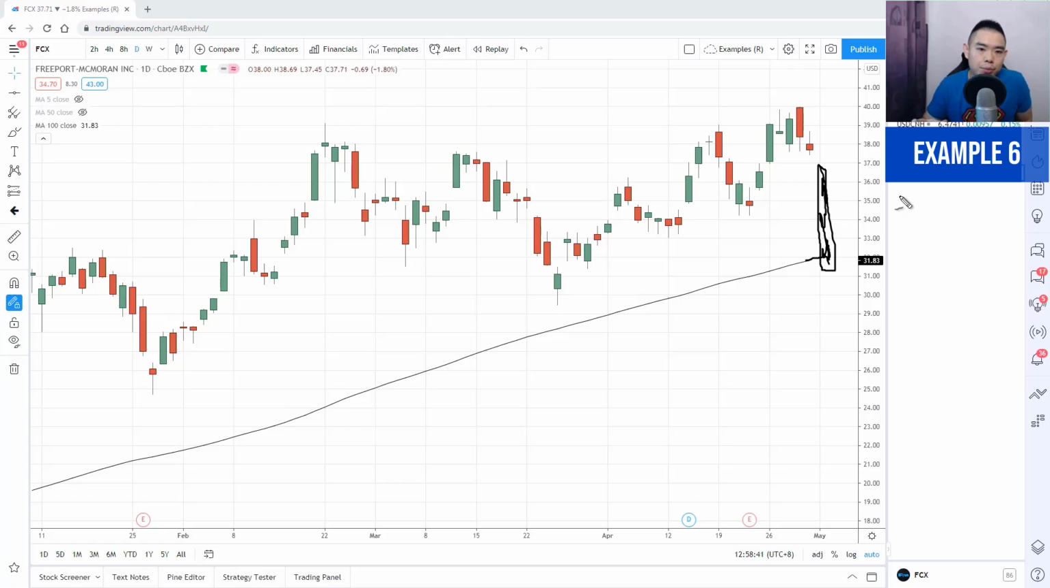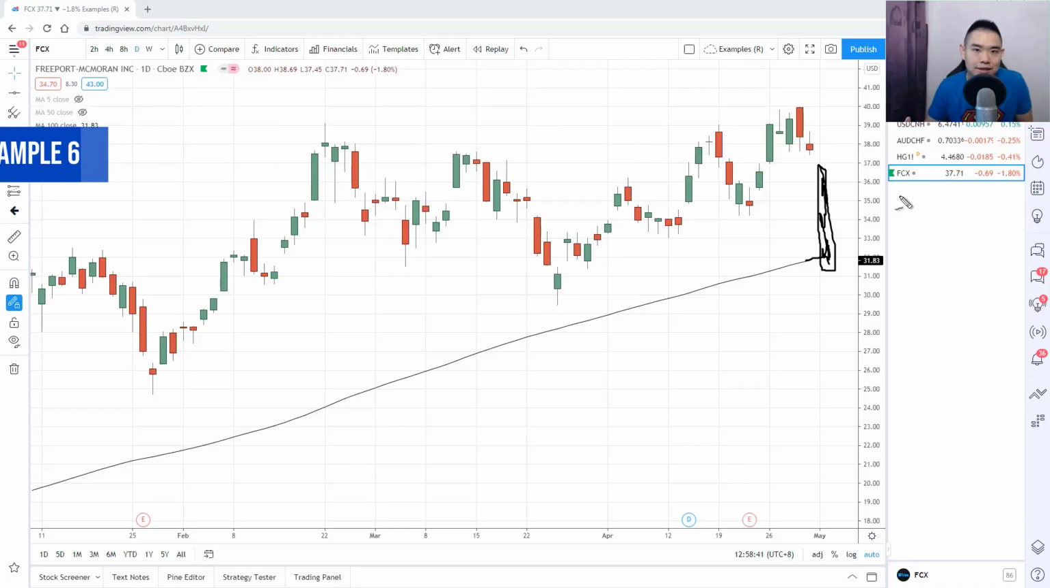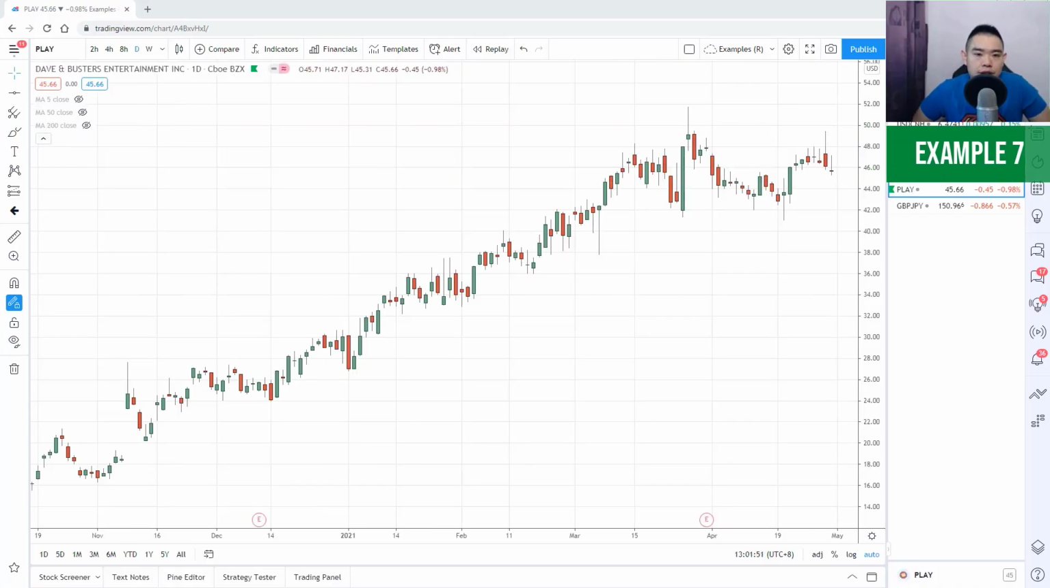And finally, let me share with you a few examples of trades that I do not want to take. Okay, now let's have a look at this chart and find out why this is a market that I'm not interested in trading right now.